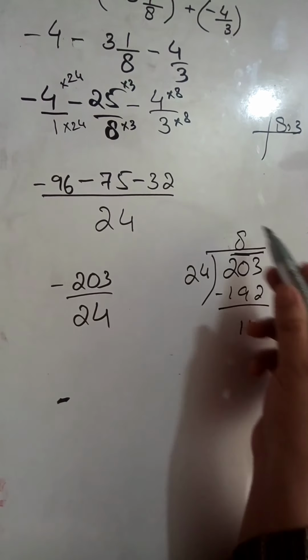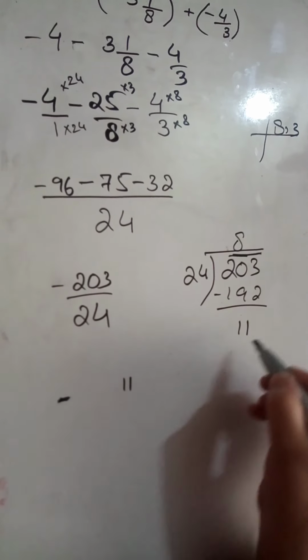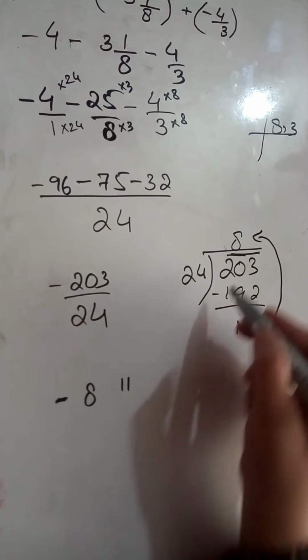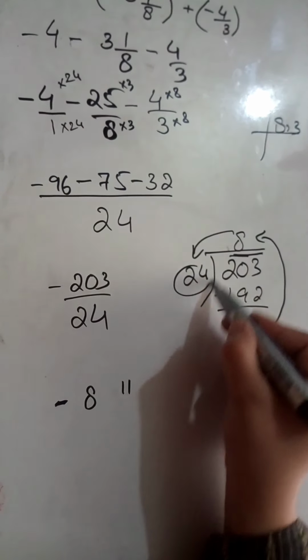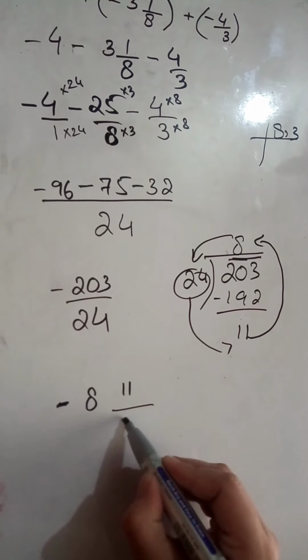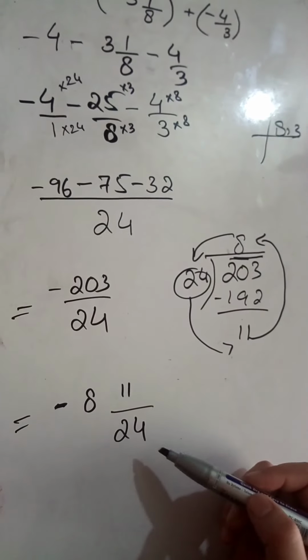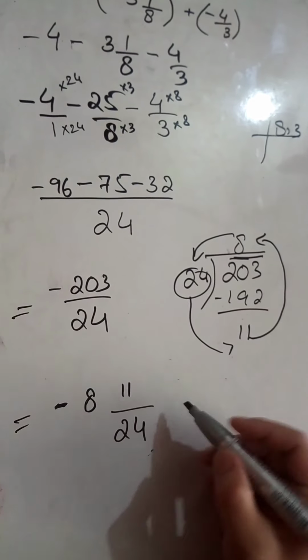Then write down this fraction, remainder on the top, then quotient on the left side, and divisor on the bottom, 24. So this is the answer of your part D: minus 8 whole 11 by 24.